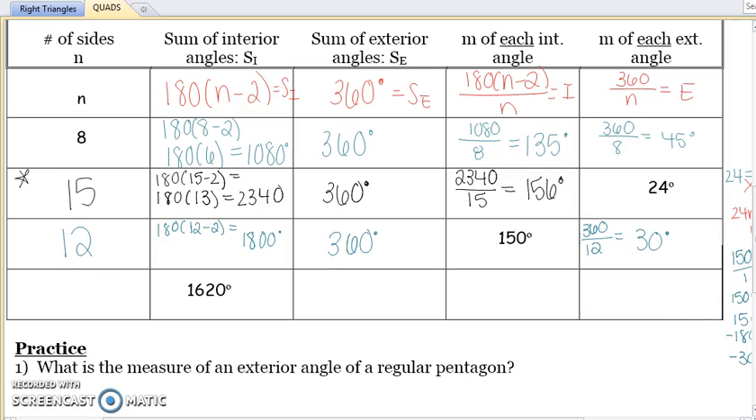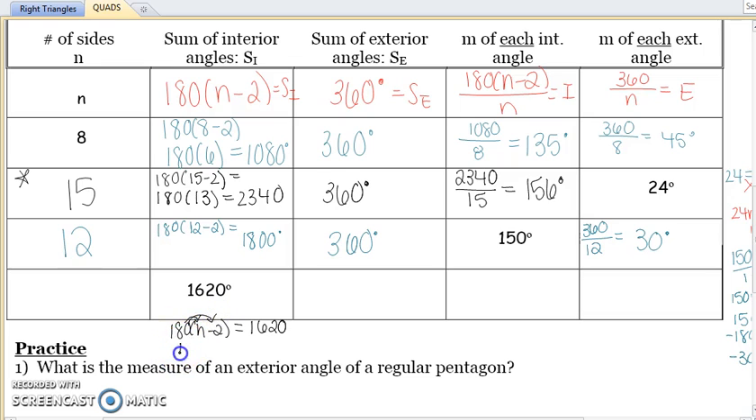Okay, now for our last one, we are given in this problem the sum of the interior angles, right? Because it's in that column. So sum of the interior angles. What is that formula? That formula is 180 times n minus 2 equals the sum of the interior angles. We're given s sub I, right? We're given that right away. So we are just going to replace that 1,620 for s sub I.